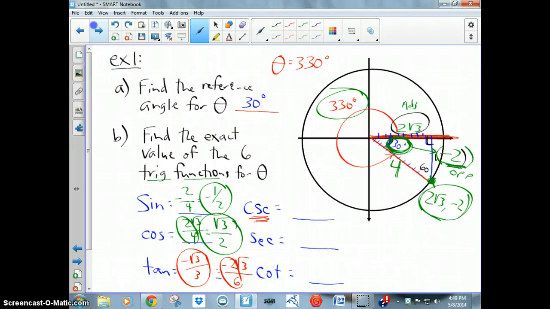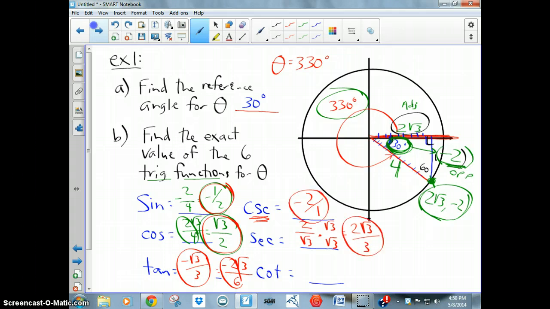Cosecant. That's sine flipped upside down. So all I do is take negative 1/2, flip it upside down. I get negative 2 over 1. That's the cosecant. Cosine. I flip that upside down. That's 2 over the square root of 3. Can't leave it like that. I got to times top and bottom by the square root of 3. So I get 2 square roots of 3 over 3.